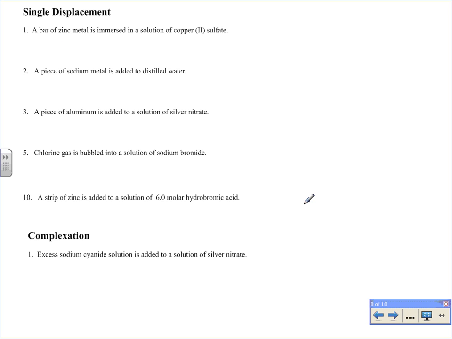Single displacement reactions. Here we've got a bar of zinc metal. When it's just a bar of metal, there's no charge on it. And we're putting it in a solution of copper 2 sulfate. So you could do this in 2 steps to get rid of the spectator, or you could recognize that it's going to be a metal displacing a metal, so the sulfate's a spectator. So really what happens here is the copper ion becomes the metal, and the metal becomes an ion. Zinc is always 2+, and that's how I know that.